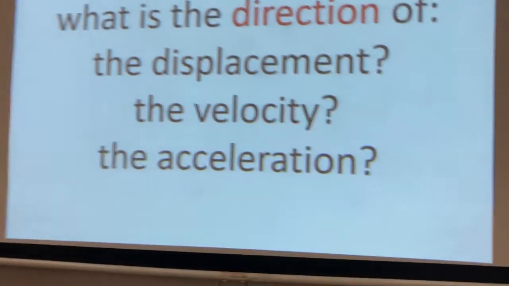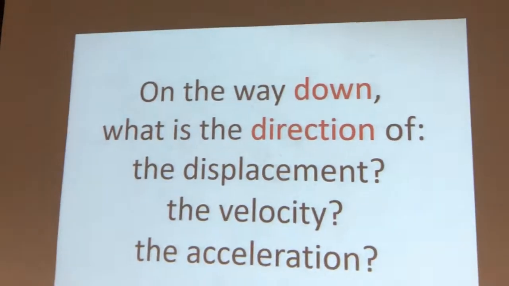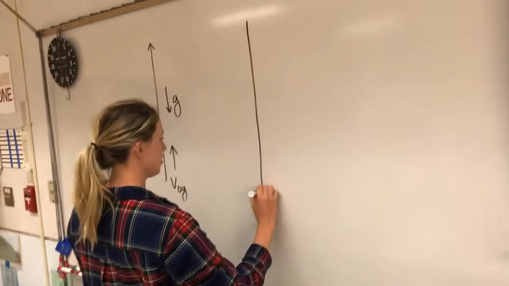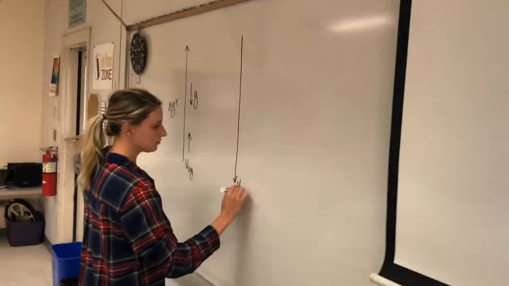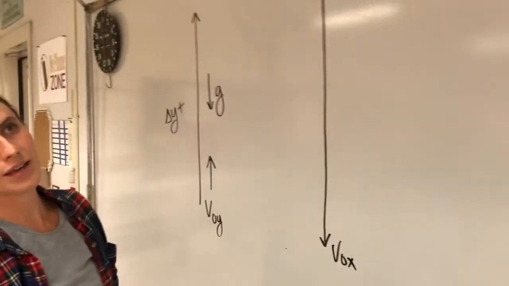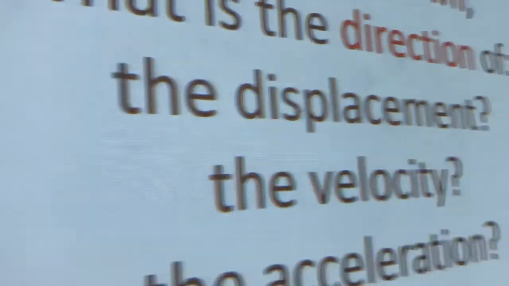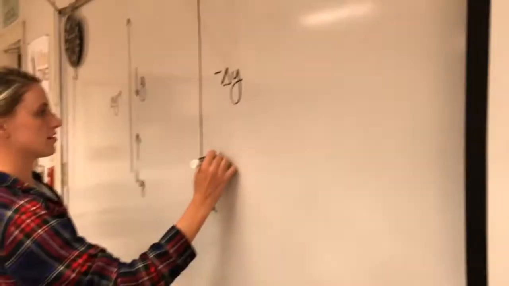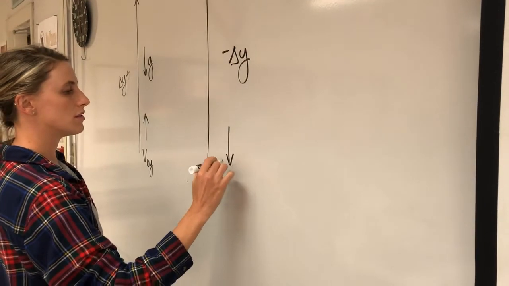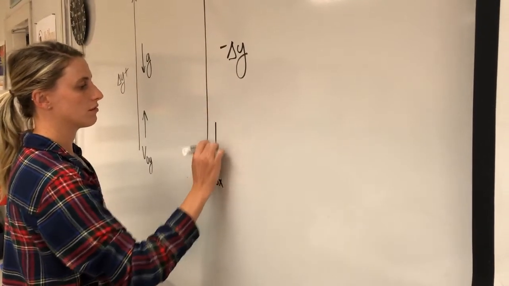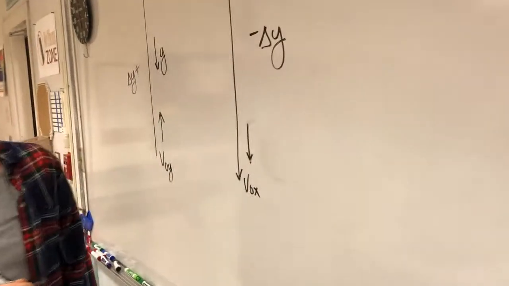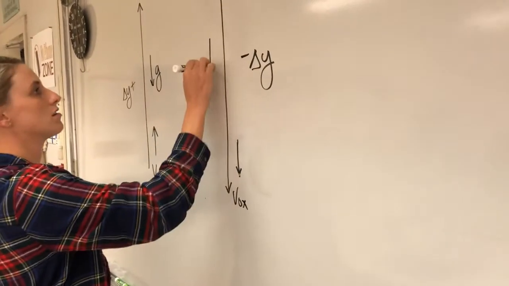Here we go. Now, on the way down, how is this different? So I'm going to go ahead and draw this again. And again, what is the direction of my displacement? So we are going the exact same amount of distance, but this time it's in the negative direction. The velocity is the same direction as the displacement. So let me write that above the velocity, right there. Same size there.